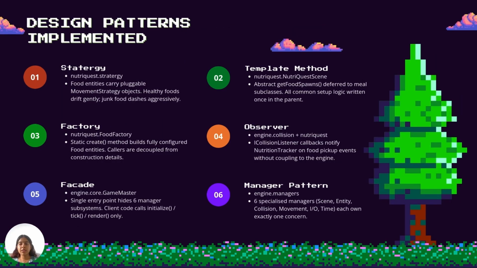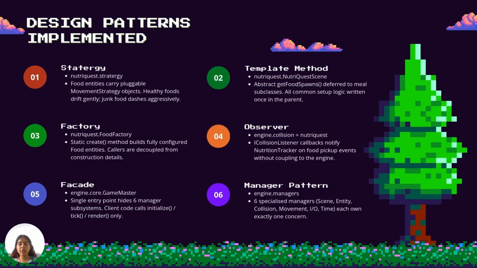Let me walk you through the 6 design patterns used in this codebase and why they matter. First, the strategy pattern appears in 2 places. In the main game, power-ups like freeze, shield, and double points each encapsulate their own behavior, so the game loop just calls a single method without knowing the details. In NutriQuest, movement behaviors like floating, circling, and dashing are also separated into strategies. The key idea here is flexibility. We can add new behaviors without changing the existing code.